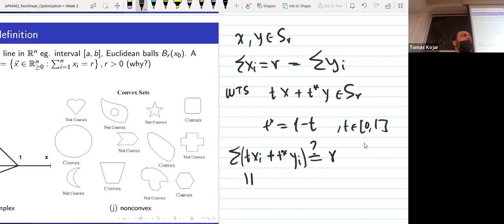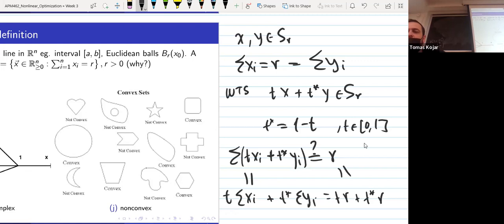Sums are linear, so. Is it hard? No, yeah, we're trying to prove that. Yeah. So t times the summation of xi plus t star times the summation of yi, and this is equal to tr plus t star r, which is r. Okay, so we close the loop. Is that okay? All right.